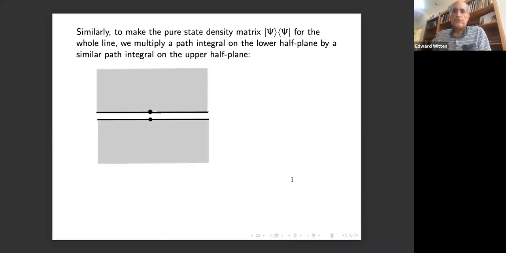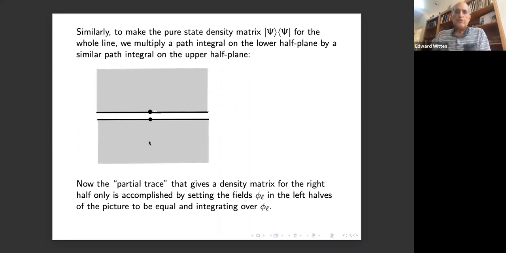One of them is a path integral in the lower half plane, and the other one is a similar path integral on the upper half plane. And the black dots just divide the initial value surface into the right half and the left half. Now we want to take a partial trace that gives a density matrix for the right half only. That's accomplished by setting the fields phi left in the left halves of the picture to be equal and integrating over phi left.